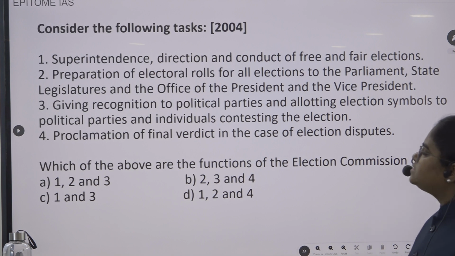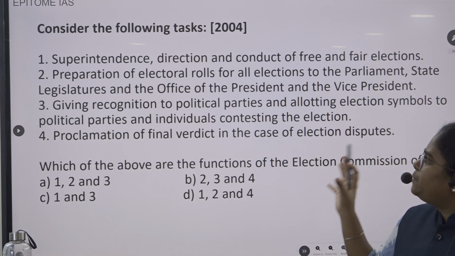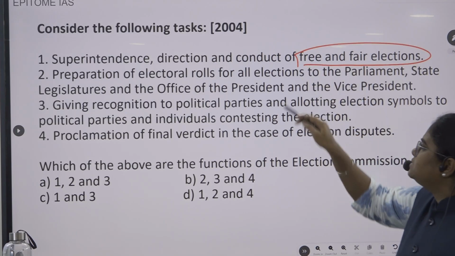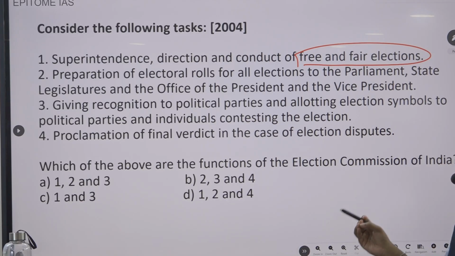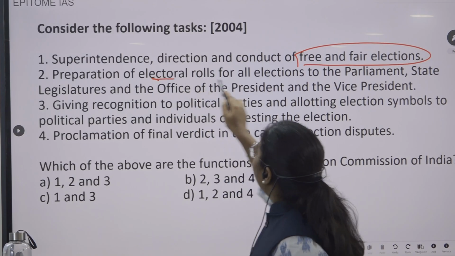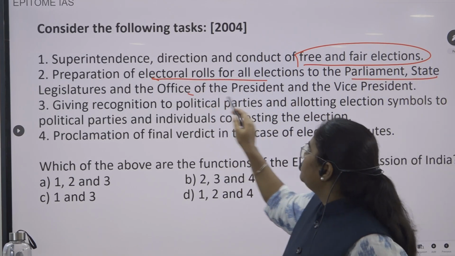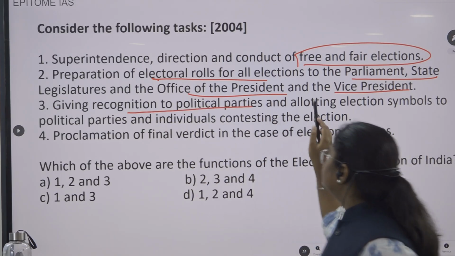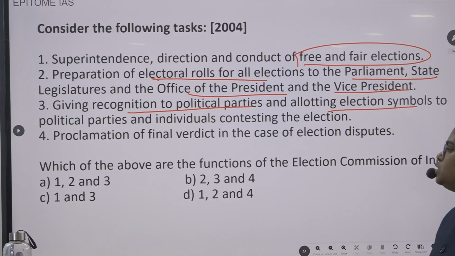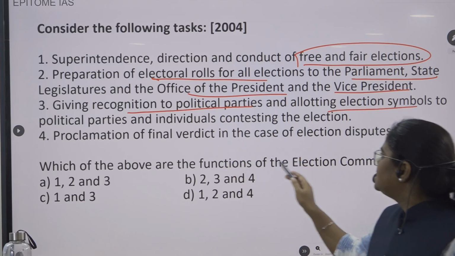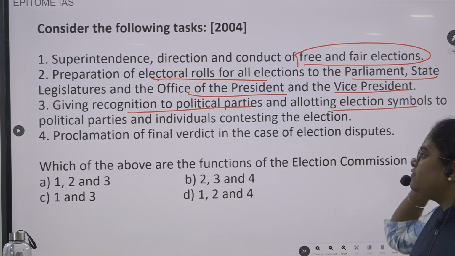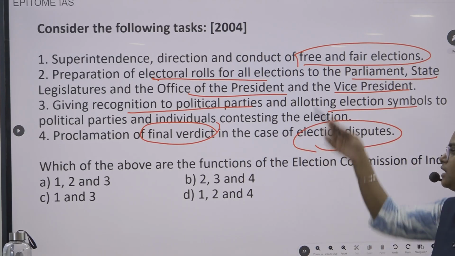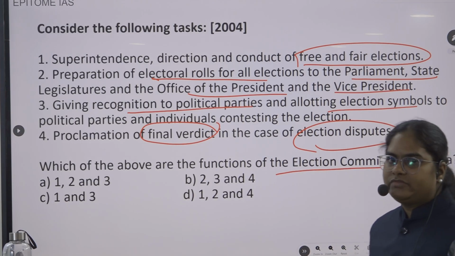Okay. Next question. Consider the following tasks. Superintendence, direction and conduct of free and fair elections. Preparation of electoral rolls for all elections of Parliament, State Legislature, President, Vice President. Giving recognition to political parties. Allotting election symbols to political parties and individuals contesting in the election. Proclamation of final verdict in the case of election disputes. So, which of the above are the functions of the Election Commission of India?